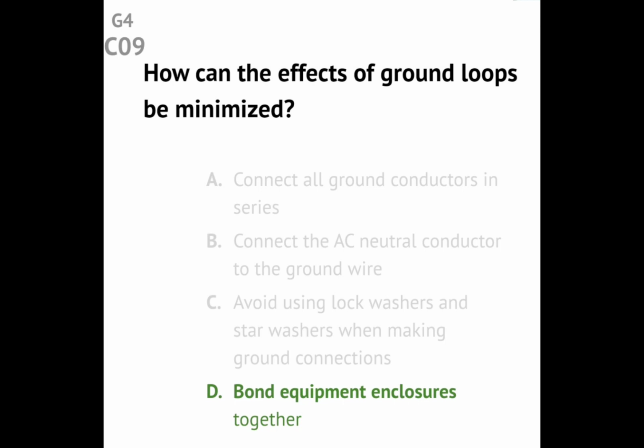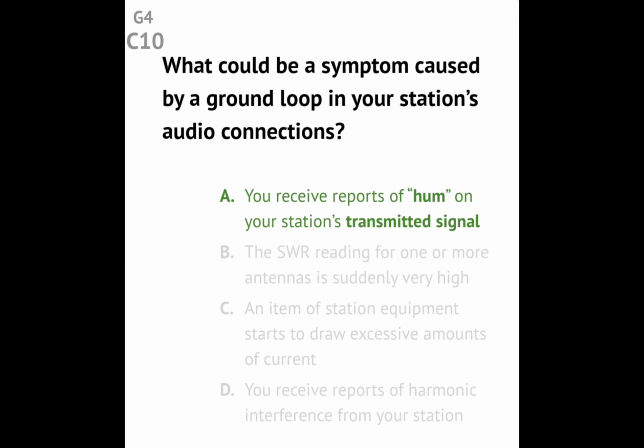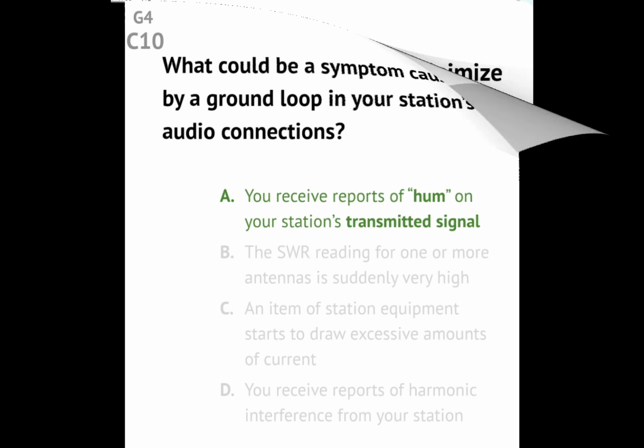Question G4C09. How can the effect of ground loops be minimized? Answer: bond equipment enclosures together. Question G4C10. What could be a symptom caused by a ground loop in your station's audio connections? Answer: you receive reports of hum on your station's transmitted signal.